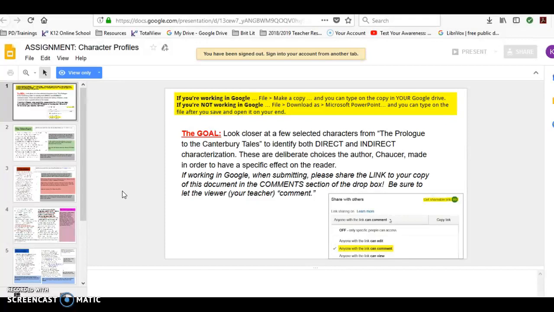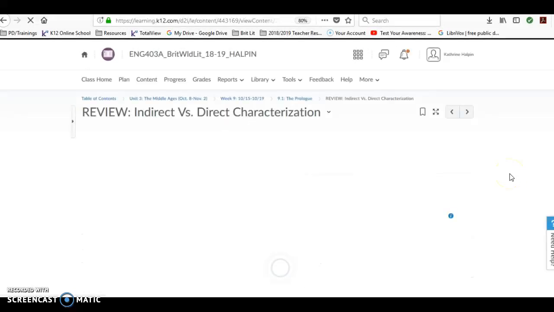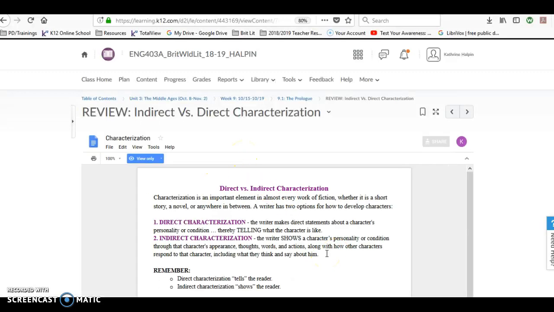I want you to think about this because these are deliberate choices Chaucer made to have a specific effect on the reader. If you don't remember what direct and indirect characterization are, you can go to the classroom and click on this link, review, and it'll take you to a lovely handout that will explain the difference between indirect and direct characterization.